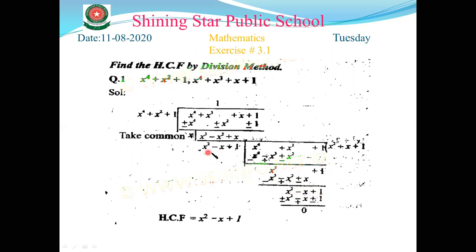Now x square minus x plus 1. So here is x square minus x plus 1. Both are the same. So that's why we multiply this expression with 1. It will give you x square minus x plus 1. Cancel. So HCF is x square minus x plus 1. In the division method, the last divisor from which you can divide the dividend, that is your HCF.